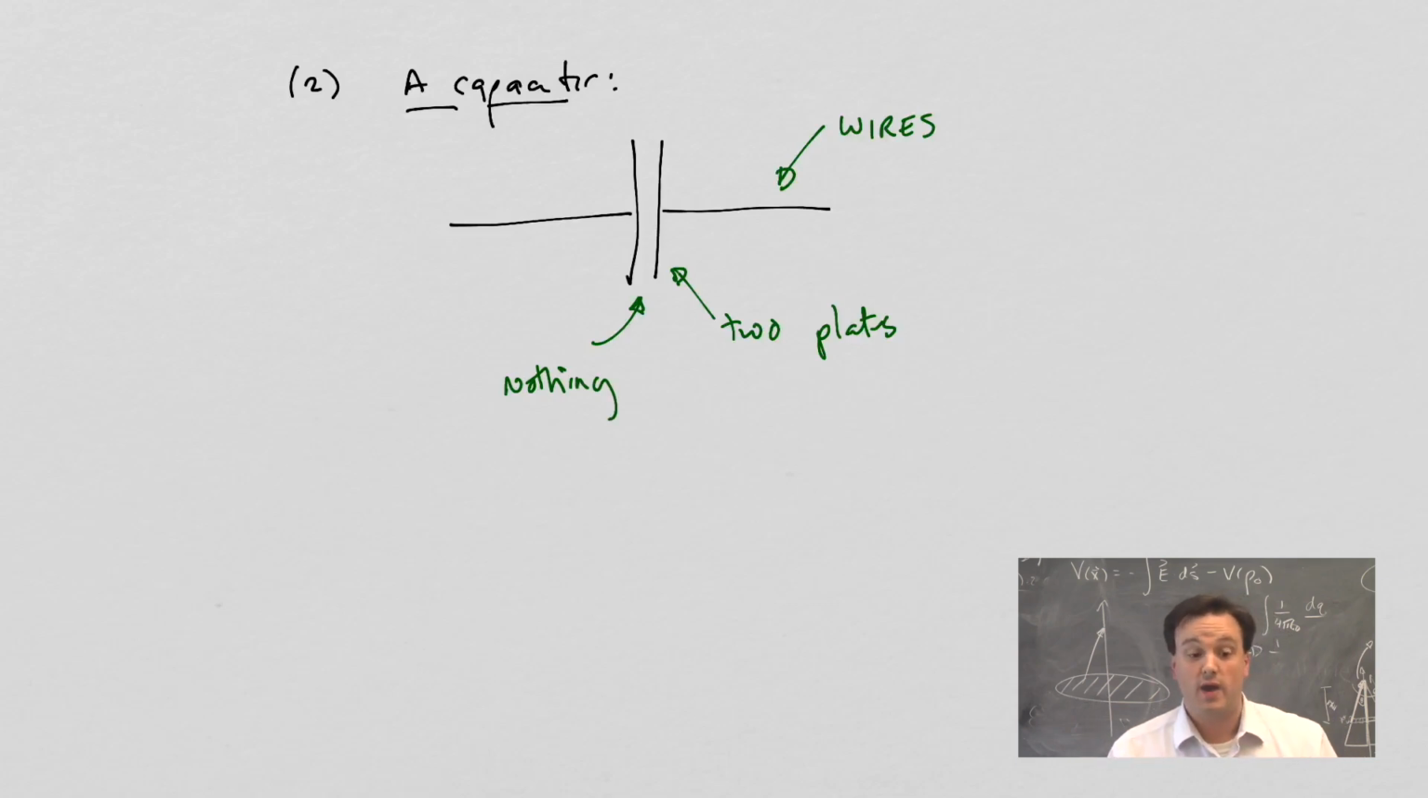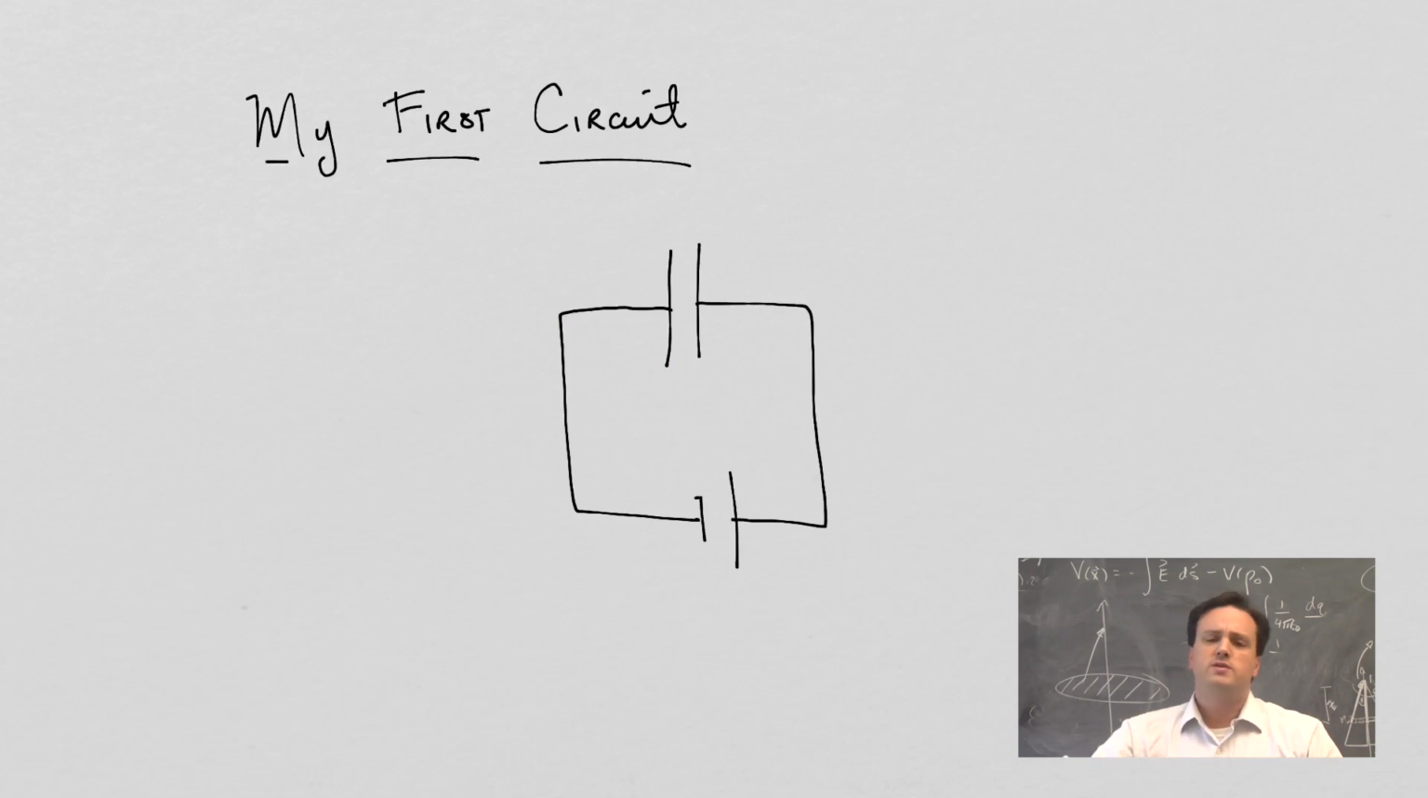And so I have two metal plates, or two conductive plates, and those two plates are separated by a space. And that space, of course, makes it so that charge cannot flow between those two lines. Of course, that might seem boring, but it's enough to come up with our first circuit, right?